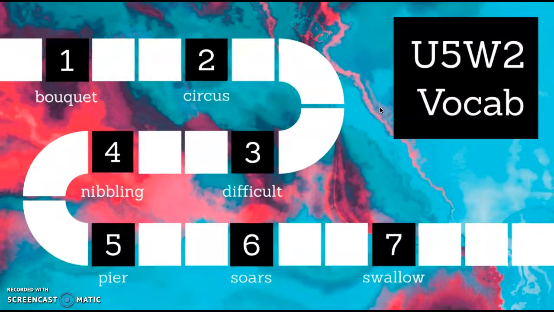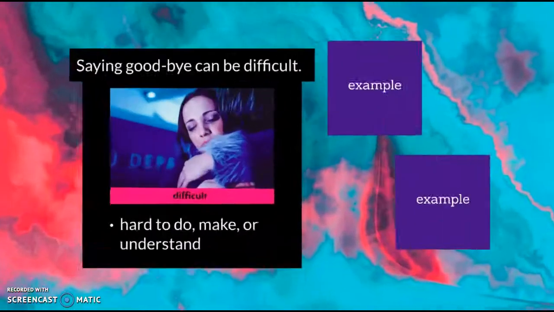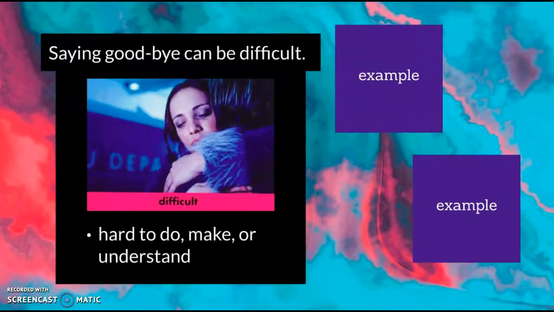All right, number 3, put a 3 down. Our next word is difficult. Saying goodbye can be difficult. Let's say that word together. Difficult. Difficult means it can be hard to do, make, or understand. So next to number 3, you should have the word difficult down and our definition.